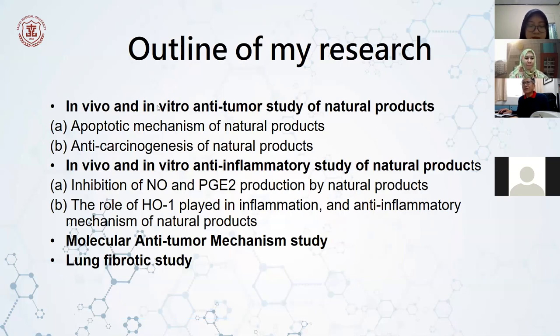The first one is in vivo and in vitro anti-tumor study of natural products. As we know, Taiwan has many plants, and Taiwan people like to take Chinese herbs. So I did a lot of work using natural products to study their biological functions, such as apoptosis or anti-carcinogenesis. I also did some work on in vivo and in vitro anti-inflammatory studies, and molecular anti-tumor mechanism studies. Our latest publication is related to lung fibrosis. So this is an outline of my research.